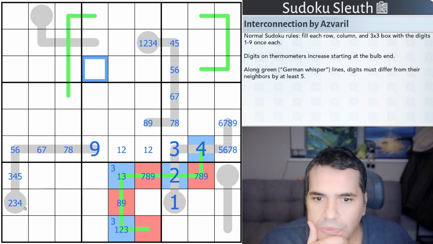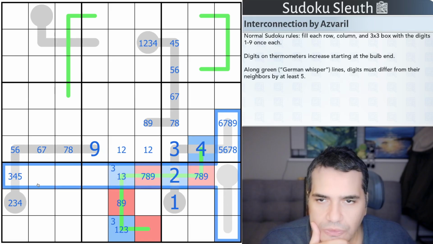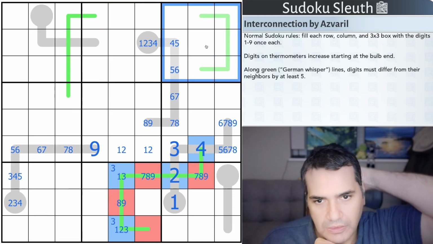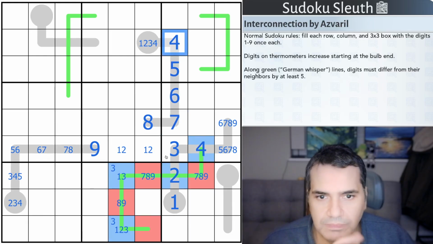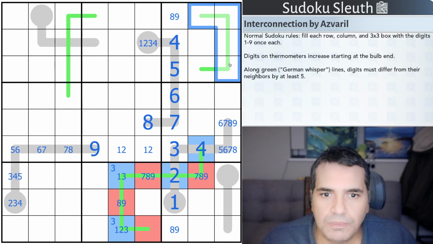I don't know where we go next, actually. That's a really good question. I'm just checking if I'm missing any obvious Sudoku, or if the idea is that we have to have almost like a parallel break-in in here. No, I don't. 9, 8, 7, 6, 5, 4. Sleuth, come on. Obvious. 8, 9 pair in here. That does put a lot of pressure on this German whisper line now.